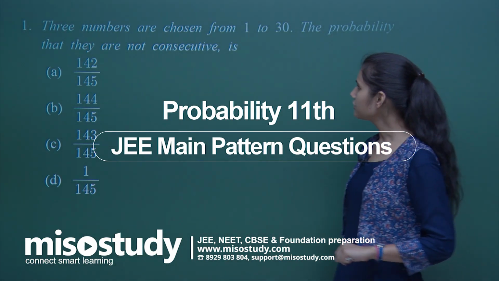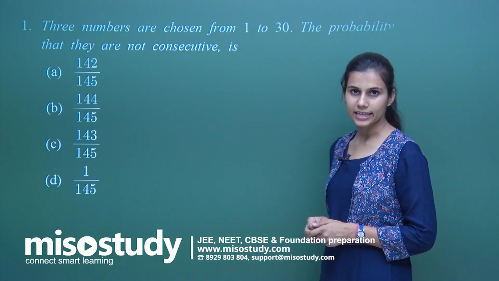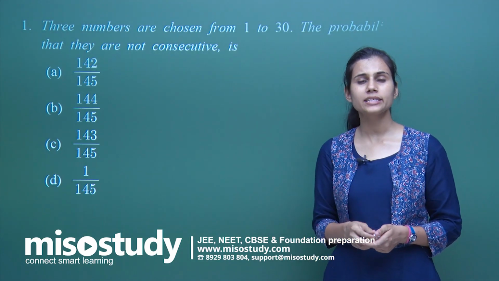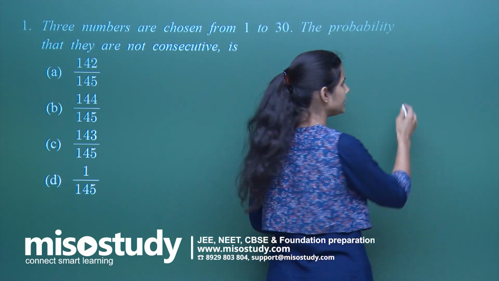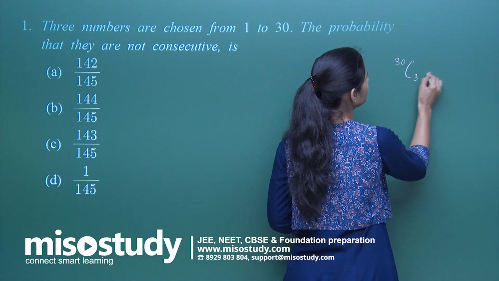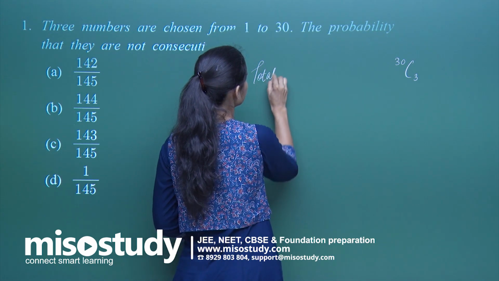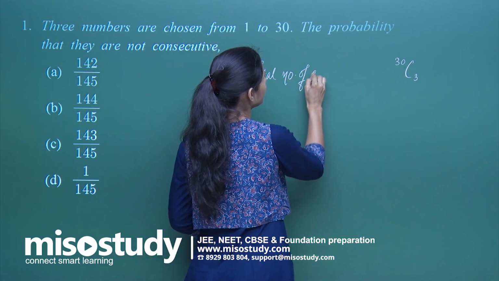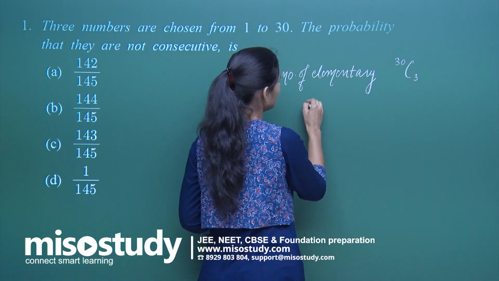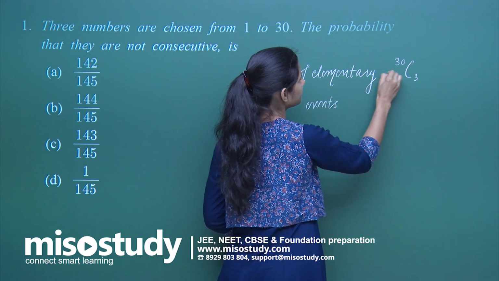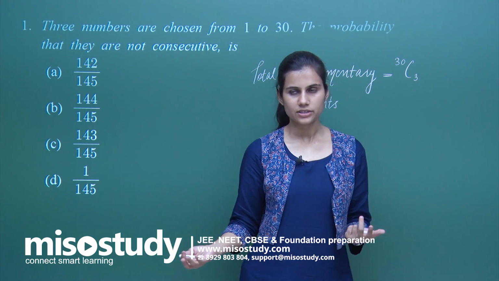The first question says that 3 numbers are chosen from 1 to 30 and the probability that they are not consecutive is what? So from 1 to 30, in how many ways can you choose 3 numbers? 3 numbers can be chosen out of 1 to 30 in 30C3 ways. This is the total number of elementary events. Out of available 30 numbers, 3 numbers can be chosen in 30C3 ways, right?